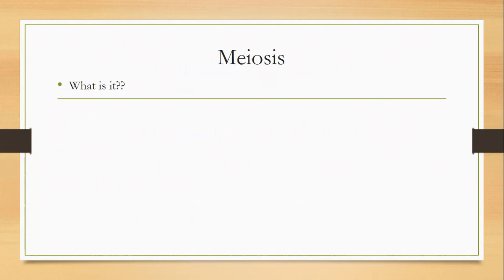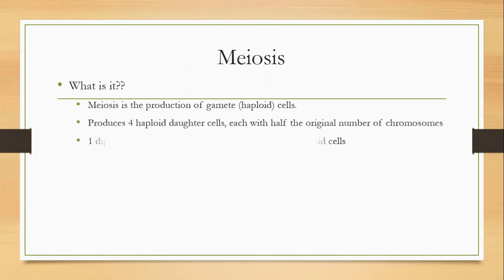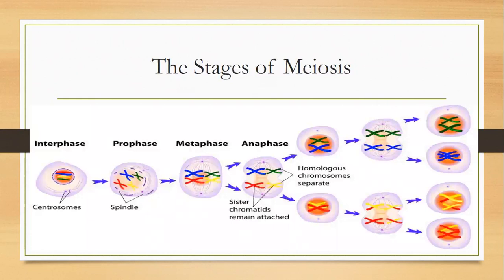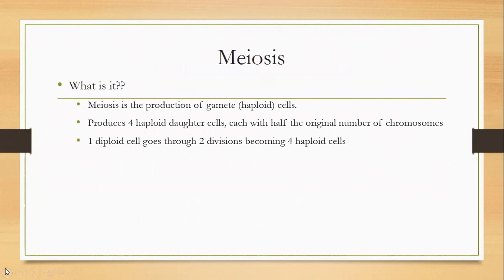Meiosis, what is it? Meiosis is the production of gamete or haploid cells. At the end of meiosis, we will not end up with 2 cells with 100% genetic information. We'll end up with 4 cells that have half of the genetic information, and each of these cells will not be identical. Another way that you can say this is that we'll end up with 4 haploid daughter cells.